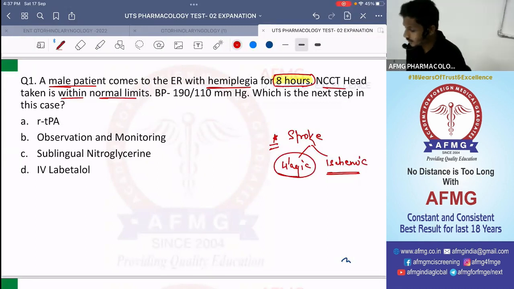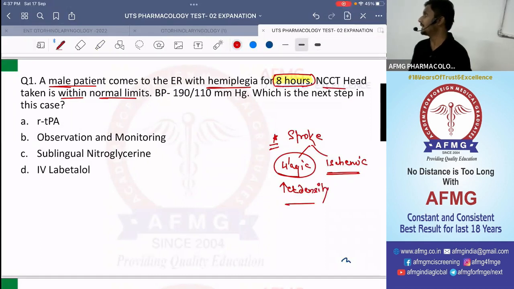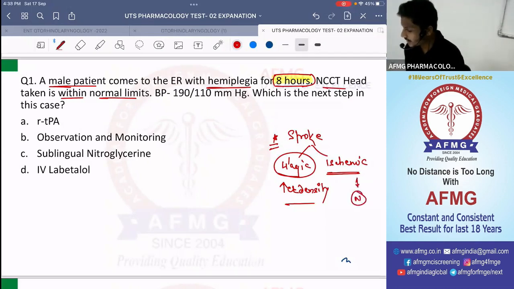Hemorrhagic stroke means blood is released, and whenever there is blood in the brain, that will appear white on a CT scan. Okay, so therefore, if it was a hemorrhagic stroke, there would have been a hyperdensity or a whitish opacity that would have been seen on CT. But here, how does the CT look? It appears to be within normal limits. And either the CT is in normal limits in cases of ischemic stroke, or sometimes it can show a hypodensity, that is blackening would be seen sometimes.